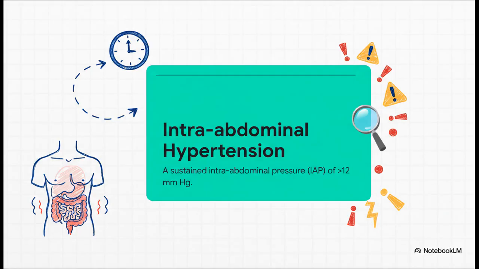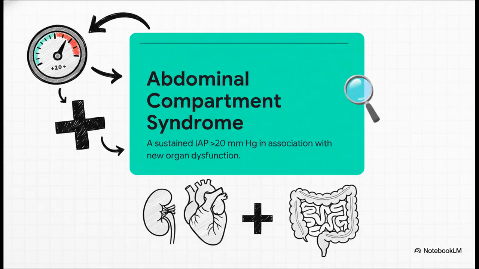Okay, so the whole dangerous journey starts here, with intra-abdominal hypertension, or IAH. The magic number you need to remember for your exam is a sustained pressure greater than 12 millimeters of mercury. This is your first big red flag. And from there, things can escalate to abdominal compartment syndrome, ACS, when two specific criteria are met. First, the pressure is now sustained above 20 millimeters of mercury, and second, and this is key, you start to see evidence of new organ dysfunction. So remember, it's the pressure plus the end organ damage that defines the syndrome.